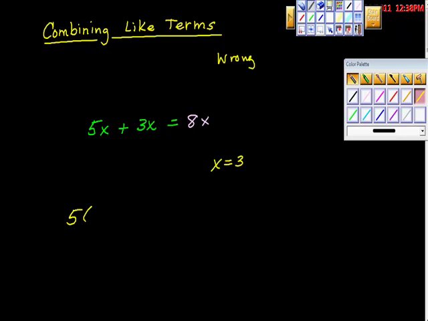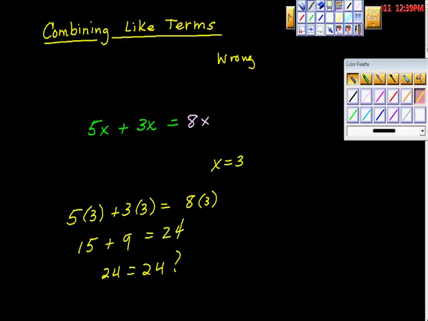So we have 5 times 3, because we said x is 3, plus 3 times 3 is equal to 8 times 3. And let's do our math here. 5 times 3 is 15. 3 times 3 is 9, so plus 9. And 8 times 3 is 24. 15 plus 9 is 24. And 24 equals 24? This is a test, isn't it? And yes, it does. So when combining like terms, or adding like terms, we have to make sure they have the same exponential value.